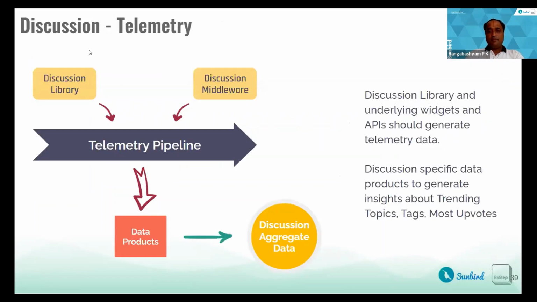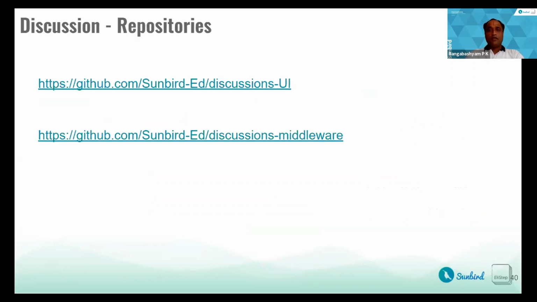And we have seen that telemetry is the main brain behind the whole Sunbird side, and we have the discussion library UI generating telemetry, the middleware also generates telemetry, and ultimately we are able to generate metrics on trending topics, tags, and more. So this is a data product that will generate the metrics. So these are the Git repos that are available for consumption by the adapters. You have the UI, which is an Angular library, and you have the middleware that talks to the backend. So this is on the discussion front.